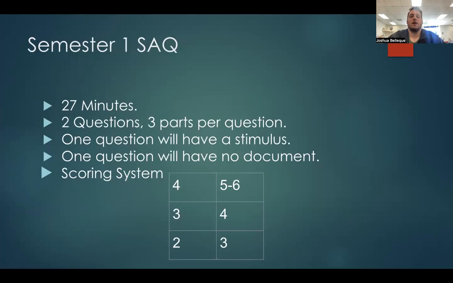And the scoring system. To get a 4, you need to get 5 to 6 points on these 2 questions, right? So it's 3 points per question. A 3 is 4 points. A 2 is 3 points. And then anything that's less than 3 points, 0 to 2 points, is a 1. So they'll be graded together and combined together. And this will go into the learning targets that are with the reading quizzes. So that is, in brief, a short summary of the SAQ. Then next, we'll watch a Heimler video that describes the SAQ in a little more detail.